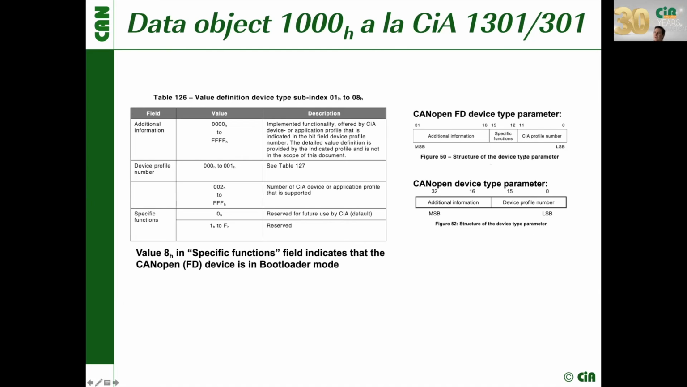We inserted in the CANopen FD specification a specific function field. We have there now reserved the value 8 for indicating the device is in the bootloader mode. And when we inserted the specific function field in the object 1000, we double checked whether this would work in CANopen as well. And yes, it does. It's accepted by existing field tools and host controllers. So this means we can run the same solution also in classic CANopen.